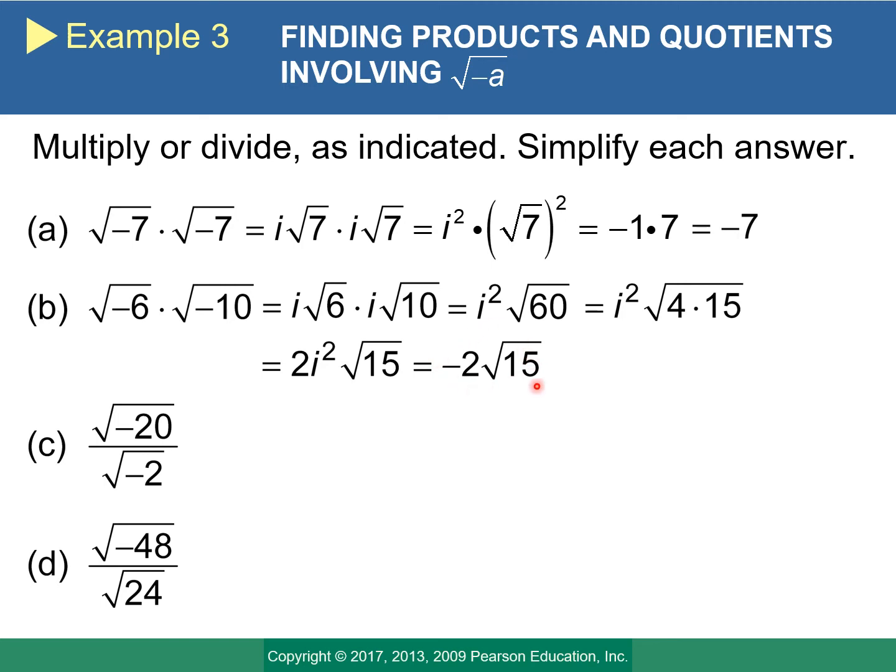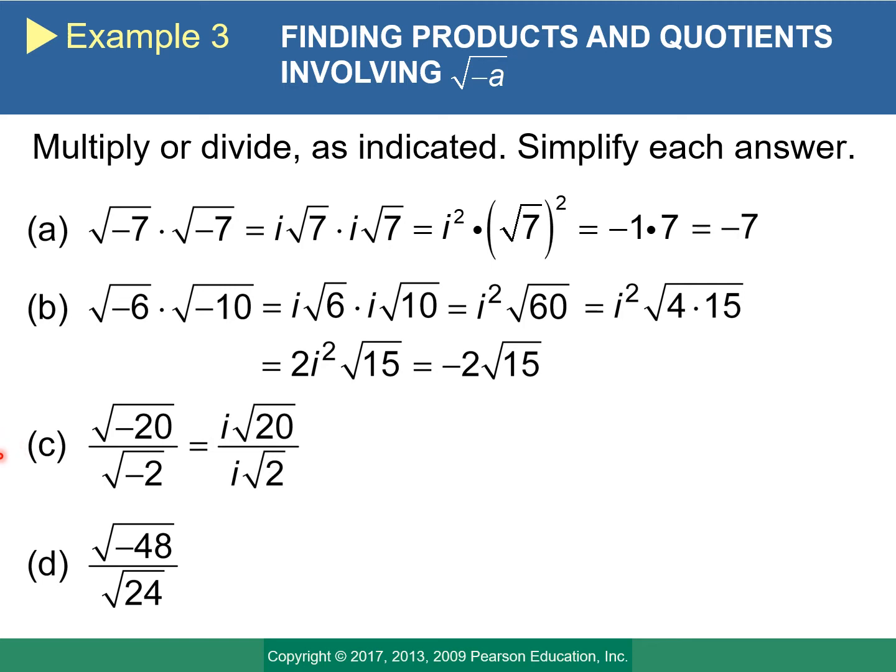You can type the final answer in, see what it equals as a decimal, and then type in these two individual radicals being multiplied, and then see if the decimals match, and they will. On letter C, we're dividing. So this one, similar process, but division, we're going to have to think about it just a tiny bit differently.